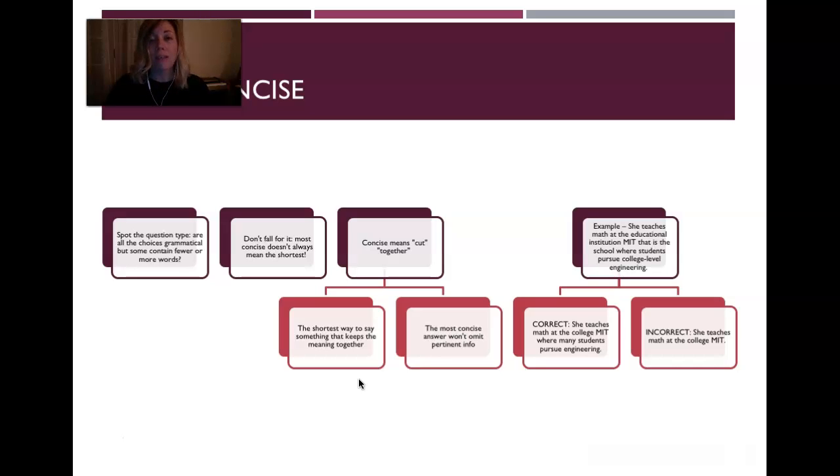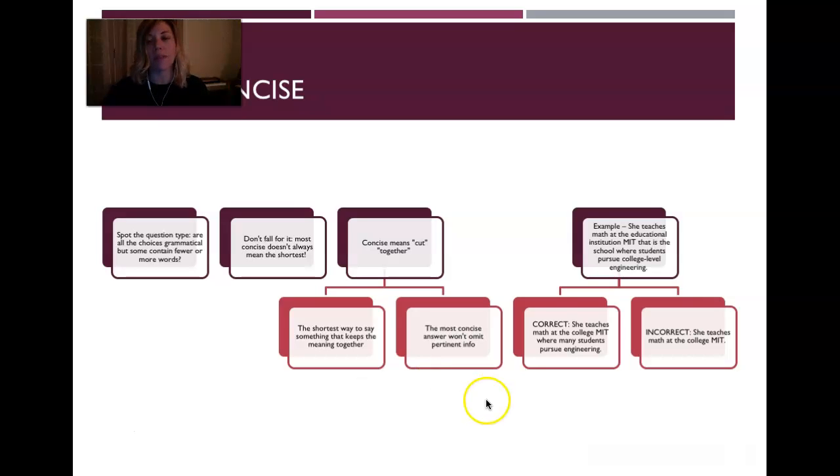The point is, the most concise answer choice on ACT English will not eliminate pertinent info, meaning I'm not going to make it so short that I lose some of the information. Now you might say, well, how do I decide what information is important? Well, typically, you don't want to take out any information that's part of the sentence because, again, we're not deciding what's important. Let me give you an example.